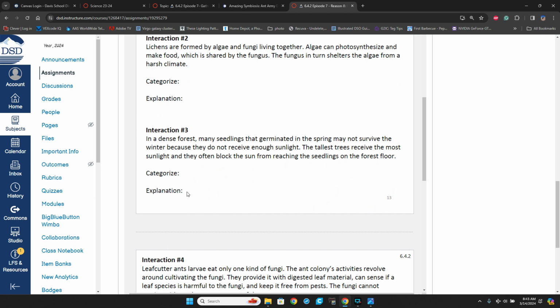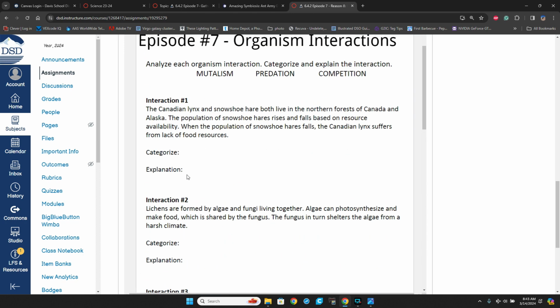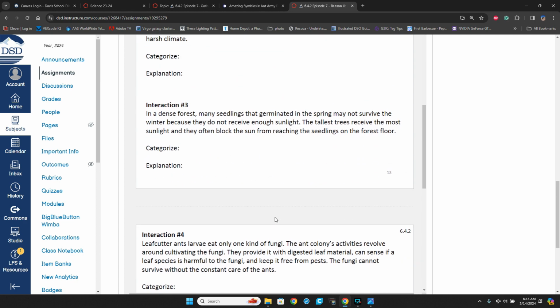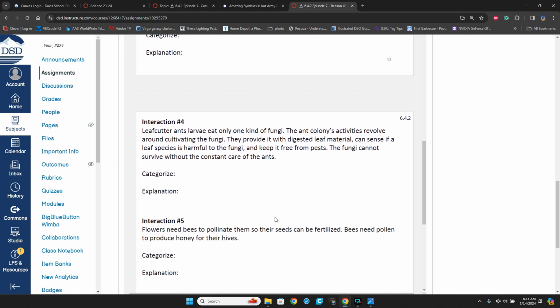Interaction 3. In a dense forest, many seedlings that germinated in the spring may not survive the winter because they do not receive enough sunlight. The tallest trees receive the most sunlight, and they often block the sun from reaching the seedlings on the forest floor. What category is that going to be? Mutualism, predation, or competition? There you go. Okay, moving on to number 4.